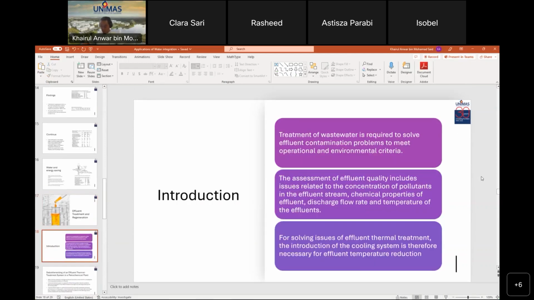Refer to Handbook of Process Integration, page 693. Debottlenecking of an effluent thermal treatment system in a petrochemical plant. And paper by Muhammad Hassan, yeah, similar debottlenecking procedure of effluent treatment, thermal treatment plant.